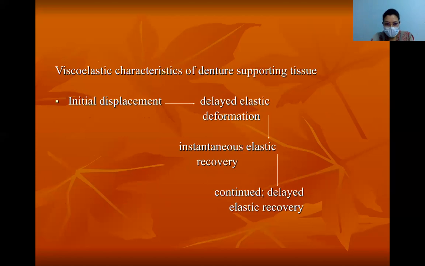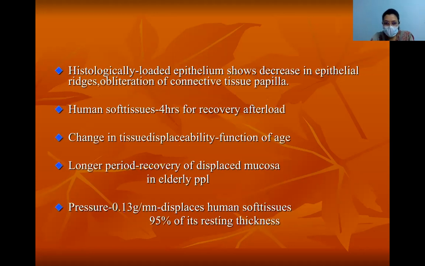If we talk of the viscoelastic characteristics of the denture supporting tissue, that is the bouncing effect of the residual ridge mucosa, there is initial displacement which causes delayed elastic deformation, thereafter instantaneous elastic recovery, and continued and delayed elastic recovery. Histologically, loaded epithelium shows decrease in epithelial ridge and obliteration of connective tissue papilla.